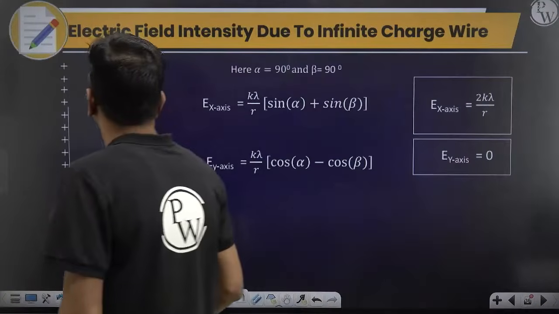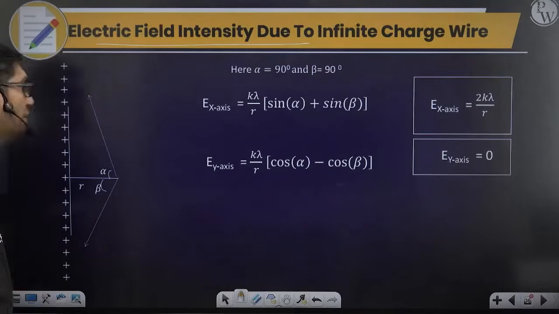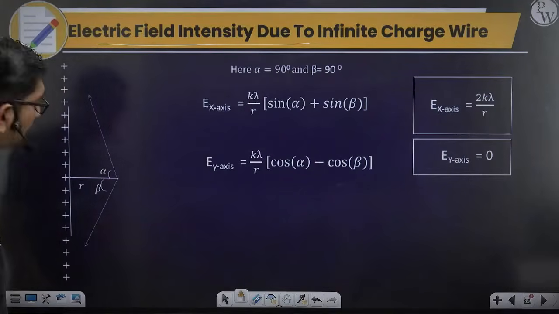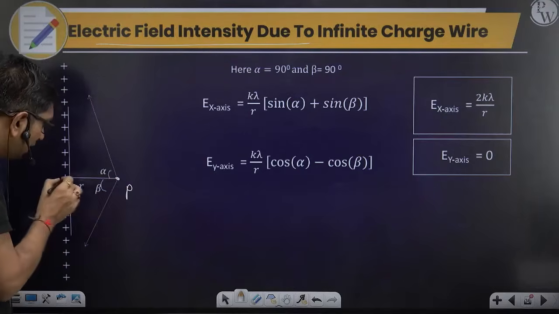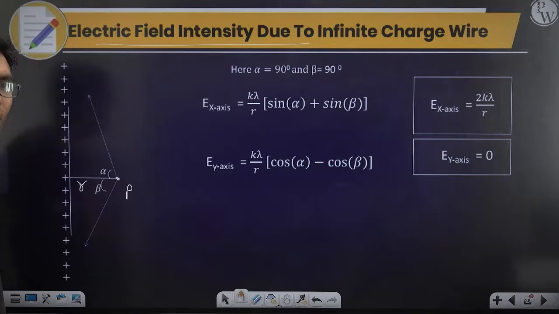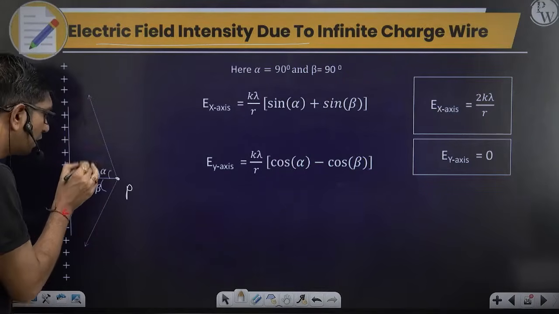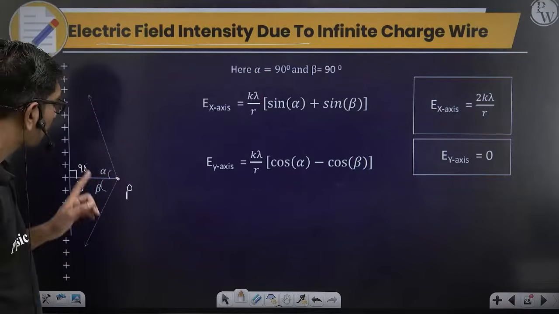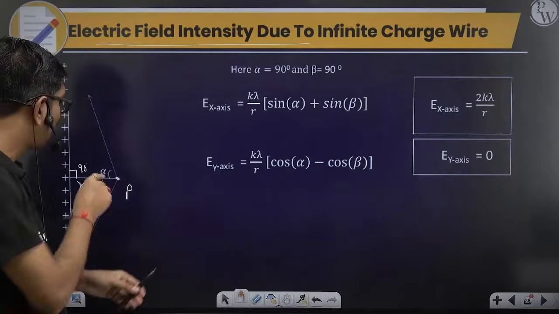Next, electric field intensity due to infinite charged wire. Same here. He will ask you what is the electric field intensity at this point, which is at a distance r from this infinite wire. This r should be 100% perpendicular distance. So see here, alpha value and beta value.